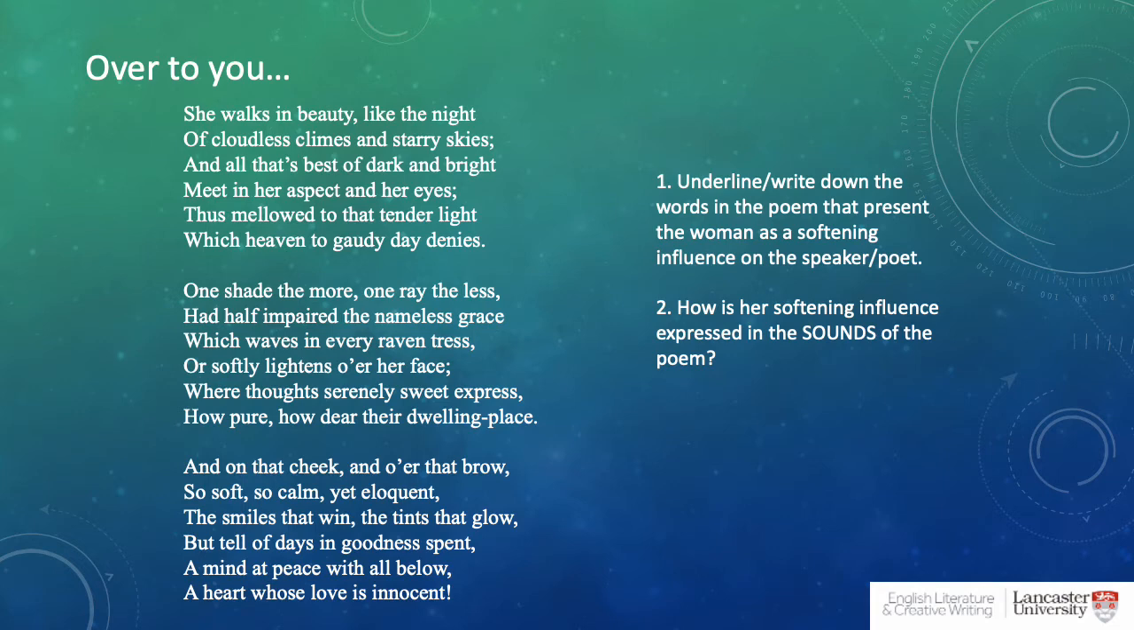What I want you to do is to look at this poem and do two things. First of all, I want you to underline or write down the words in the poem that present the woman as a softening influence on the speaker or poet. Secondly, I want you to look again at how her softening influence is expressed in the sounds of the poem.